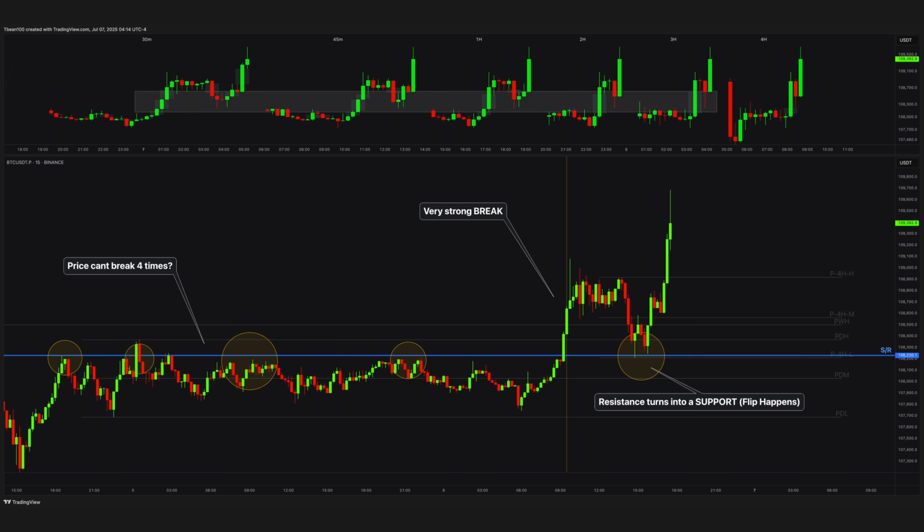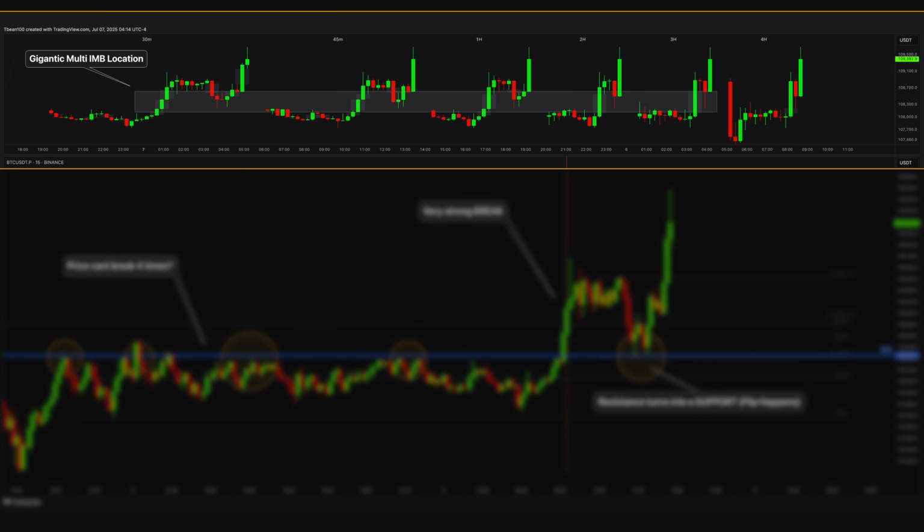Now, if you look at the layout above, you will also notice that these locations become a very lovely multi-imbalance area, a specific price level with 5 imbalances from 5 different time frames. I hope that everything is very clear up to this point.